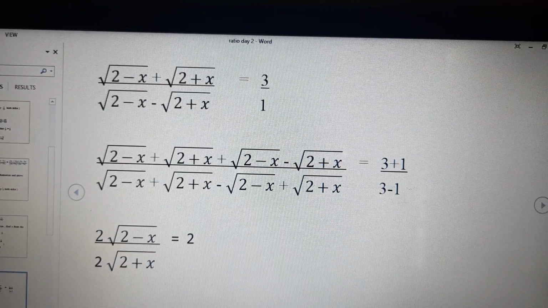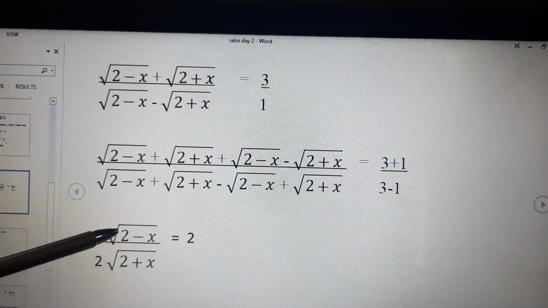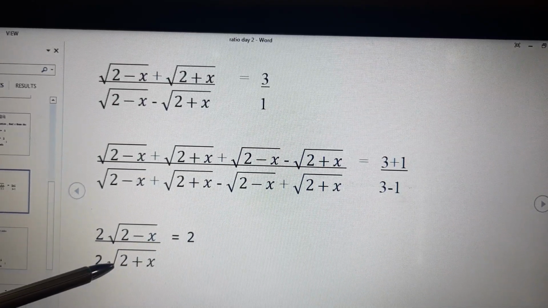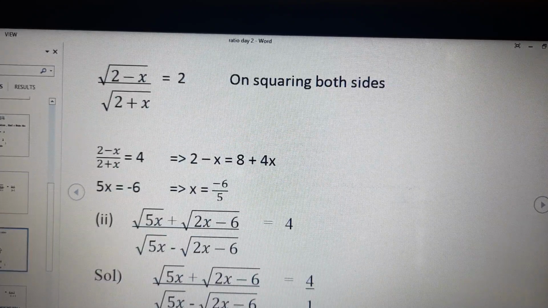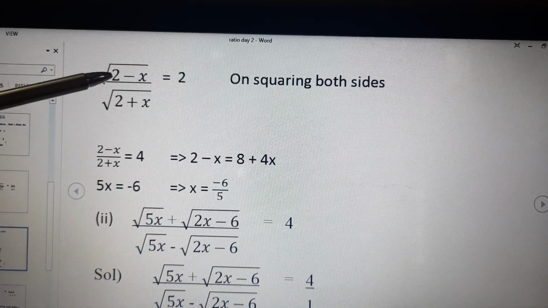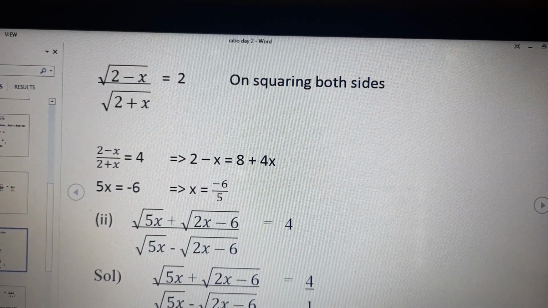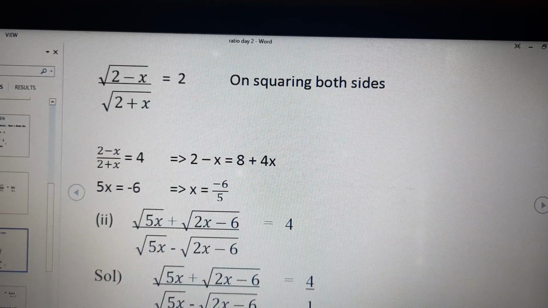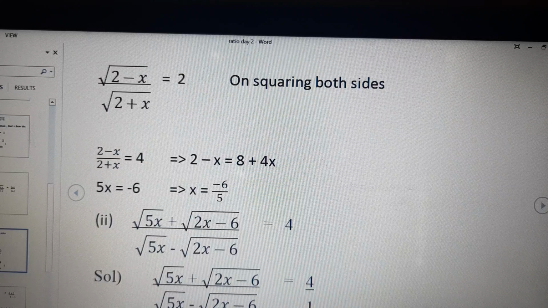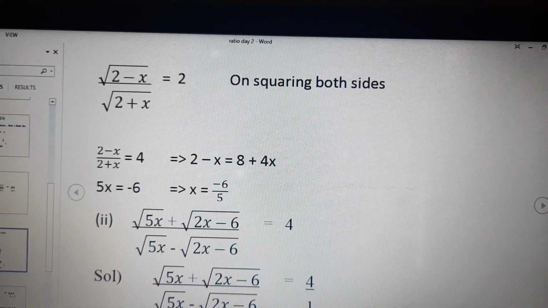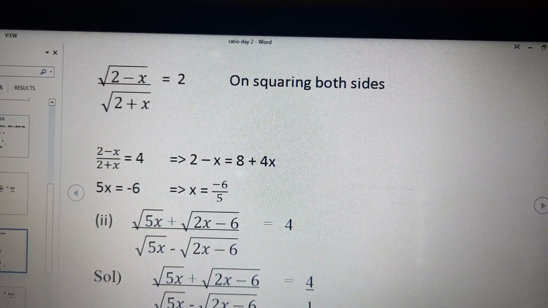Fine. Now we will square both the sides. If we square both sides, this root sign will disappear, this root sign will disappear, and 2 will become 4. Clear? On squaring both sides, this becomes 2 minus x, this becomes 2 plus x, and 2 twos are 4. If we do cross multiplication, we get 2 minus x is equal to 8 plus 4x, and the value of x will become minus 6 upon 5. Clear?